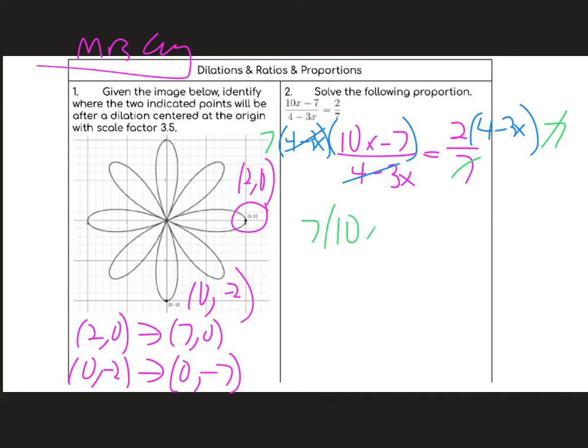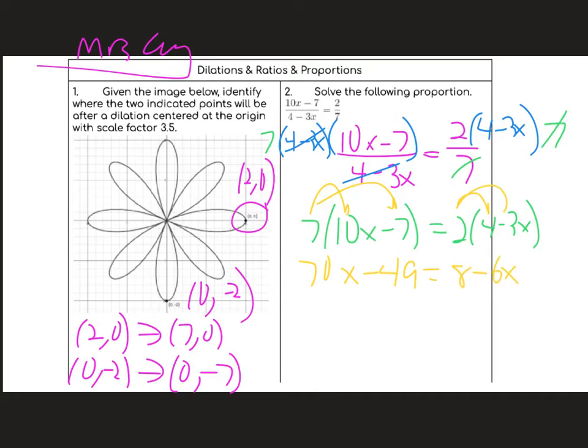Mostly so I can also incorporate, if you're doing the cross multiplication idea, that would be your next step too. So I can kind of show both at the same time. My next move will be to distribute. So that's going to be 70x - 49. And then that's going to be 8 - 6x. I'm going to go ahead and add 6x to both sides and add 49 to both sides. And then I'm going to divide by 76, and I'm going to get 57 over 76. That's some weird fraction. Which if I reduce that, I get 3/4. There we go. That's not as weird a fraction.